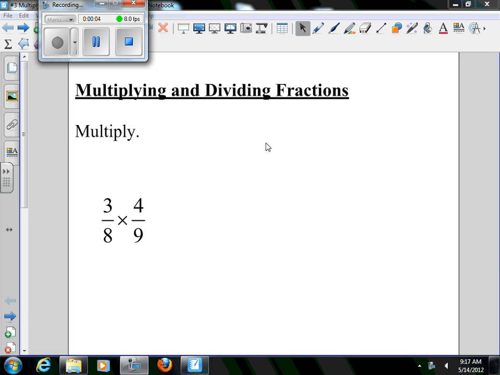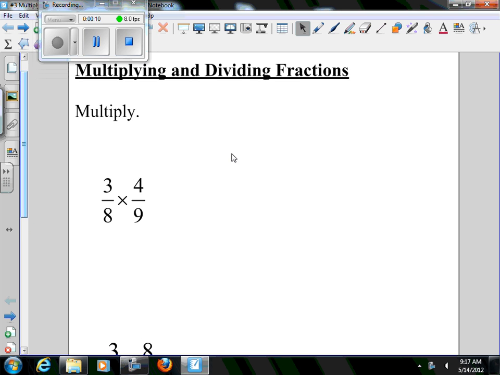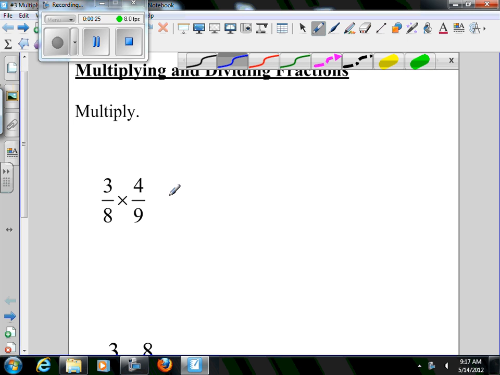Today we're going to be talking about multiplying and dividing fractions. Now, when we multiply fractions, you can do one of a couple of things. You can either multiply the numerators and then multiply the denominators and then reduce your answer if necessary, or you can try to cancel out before you do your multiplying. I like to do that. It makes your numbers smaller, and then if you do this correctly, you don't have to reduce in the end.